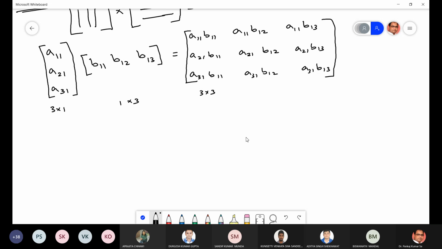Sir, if we say that the first column is a vector, then it is scaled b11 times. The second column is scaled b12 times, and the third column is scaled b13 times. Okay, that's correct. And the same thing can be said if I say B is a vector and A11 is a scalar quantity, A21 is a scalar quantity, A31 is a scalar quantity. That's right.